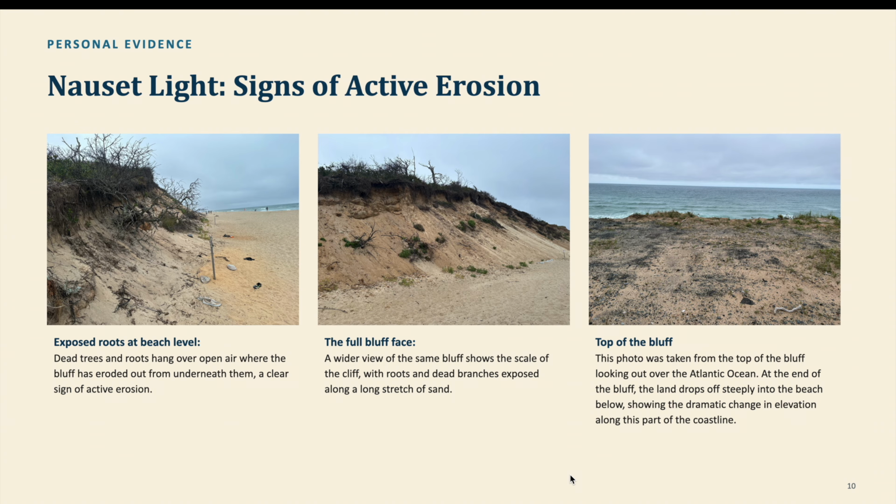Here's some more of my personal evidence: signs of active erosion at Nauset Light. In this first picture I took, you can see exposed roots at the beach level. Dead trees and roots hang over the open air where the bluff has eroded out from underneath them, a clear sign of active erosion. In the second picture, you see the full bluff face. A wider view of the same bluff shows the scale of the cliff, with roots and dead branches exposed along a long stretch of sand.